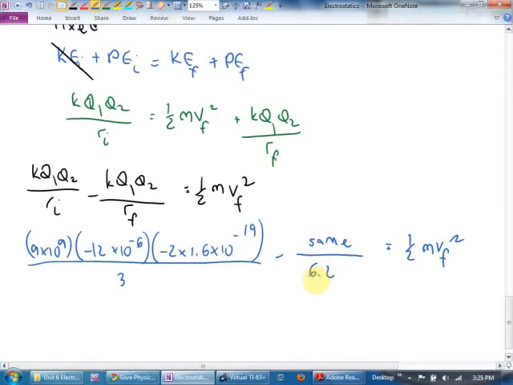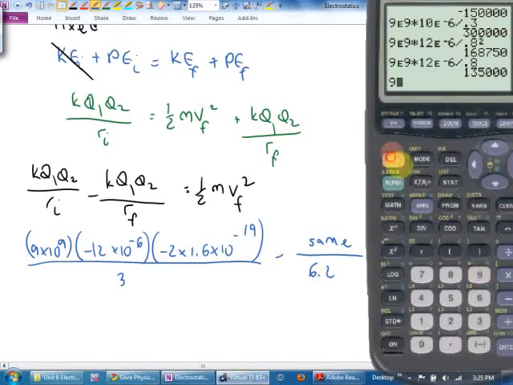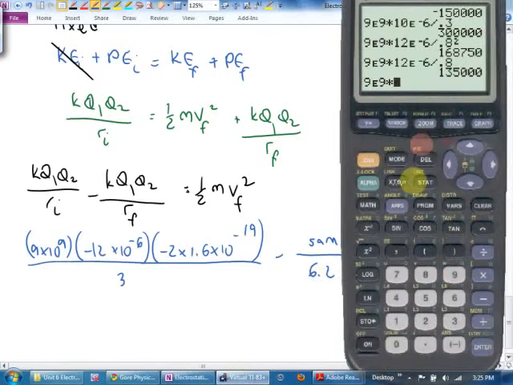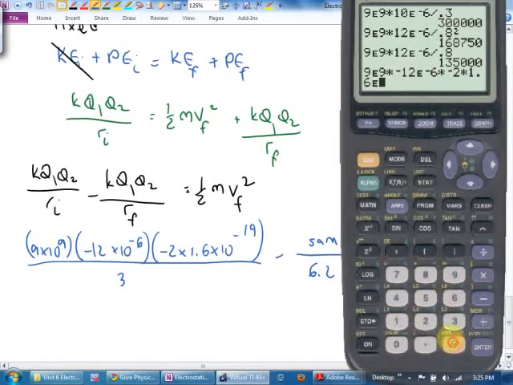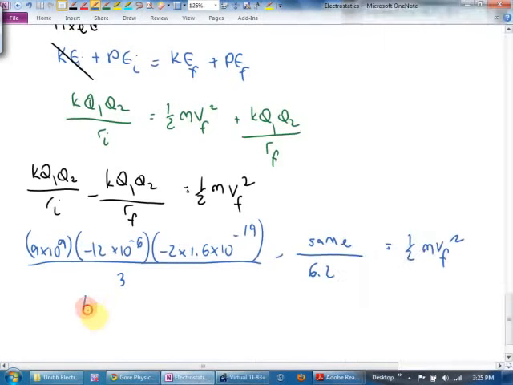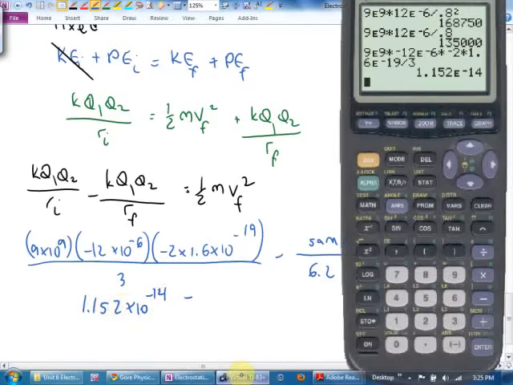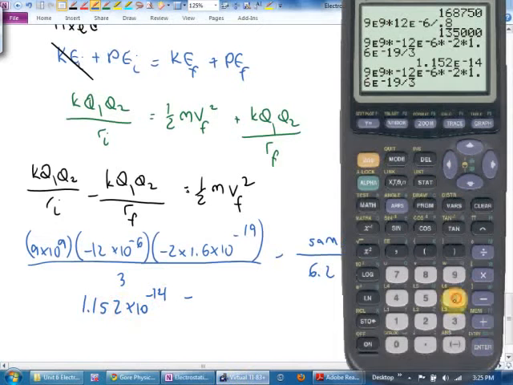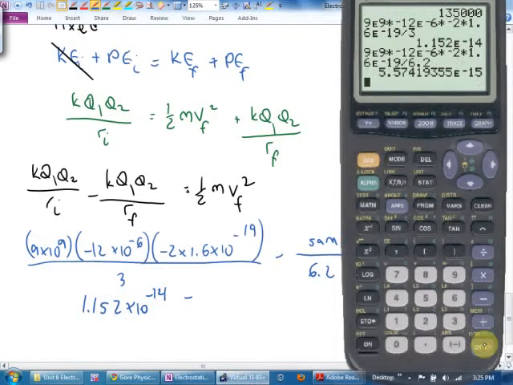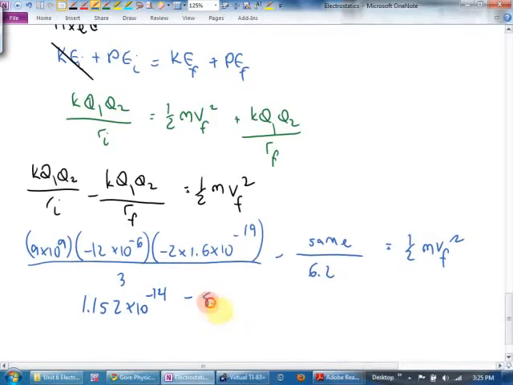It's going to be 9 times 10 to the 9th times negative 12 10 to the negative 6 times negative 2 times 1.6 times 10 to the negative 19 divided by, well, the first one is a 3. I get 1.152 times 10 to the negative 14, minus the same thing, but we're going to divide by a 6.2, and I get 5.574 times 10 to the negative 15. This equals a half mv final squared.